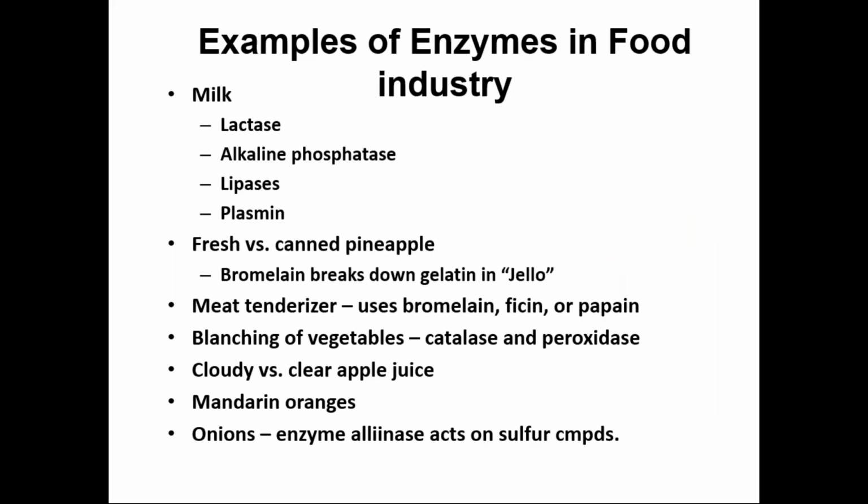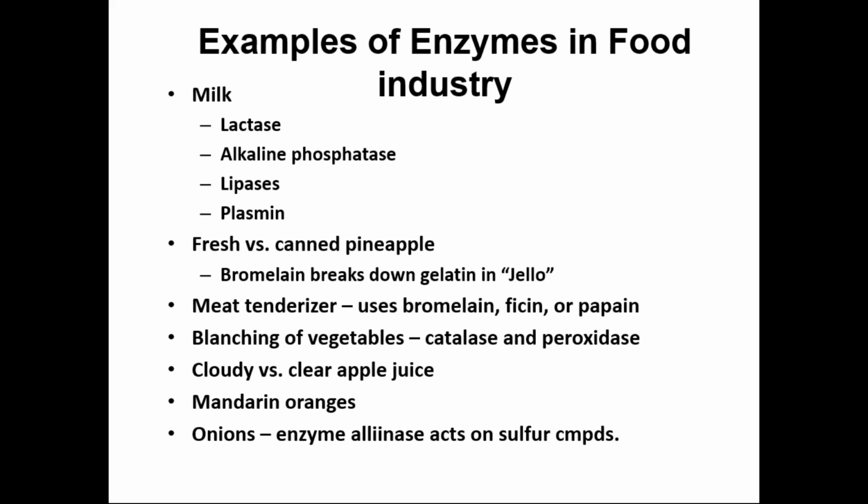Now let's come to examples of the enzymes. What I discussed previously were generally the properties of the enzymes. Now let's look at some of the examples of enzymes which are used in the food industry. In milk, we have lactase or beta galactosidase, which is used to break down the lactose into glucose and galactose. Alkaline phosphatase in milk is very useful to tell us how well the milk is pasteurized. If you are able to measure the alkaline phosphatase activity, that means it has not been pasteurized.